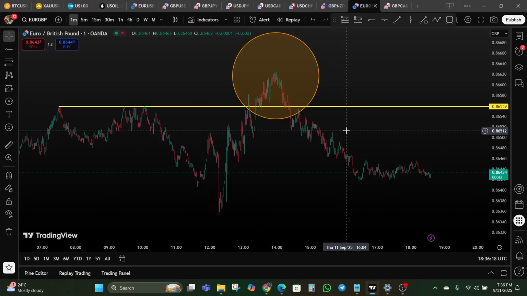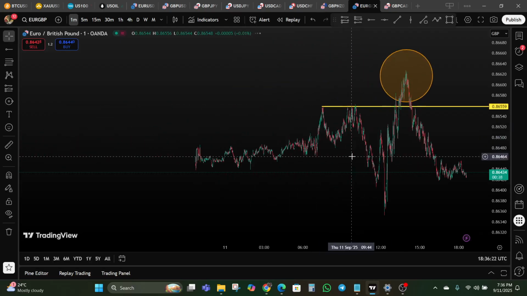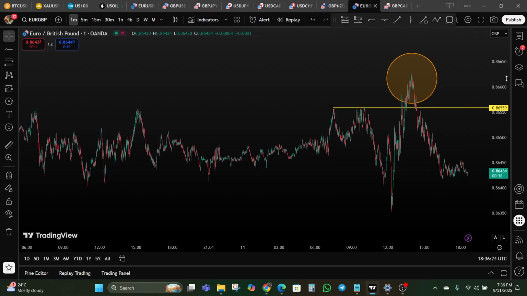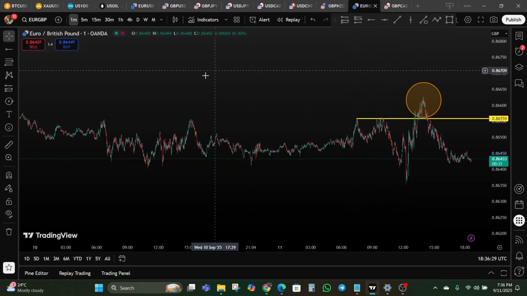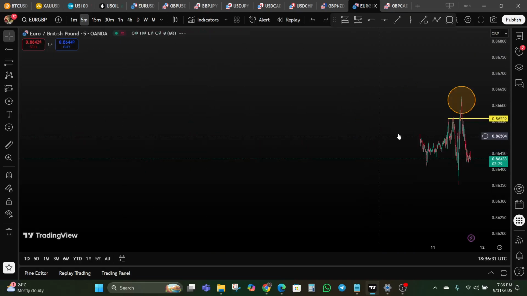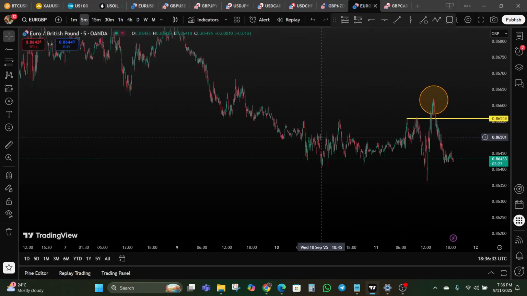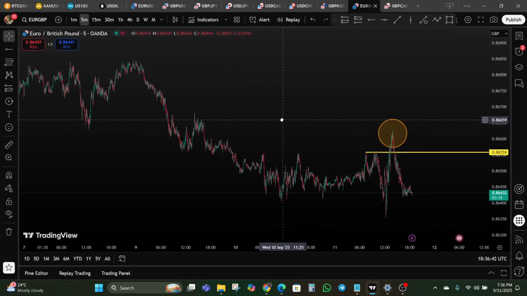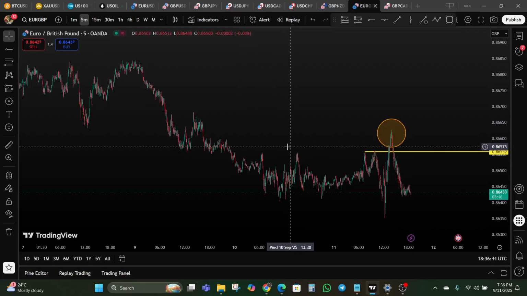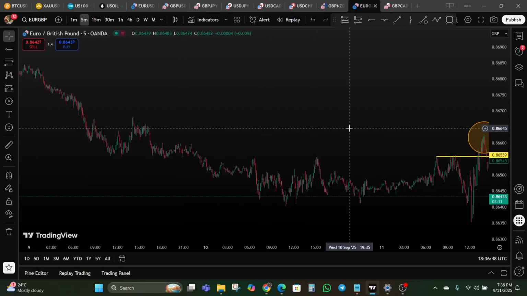Another critical element is the fair value gap, or the imbalance. These gaps form when price moves too quickly in one direction, leaving untested areas behind. On the 1 minute or the 5 minute chart, fair value gaps often align perfectly with liquidity grabs. So when price retraces into these gaps after a stop hunt, that is a strong confirmation for scalpers.